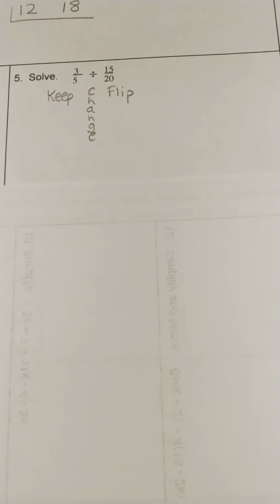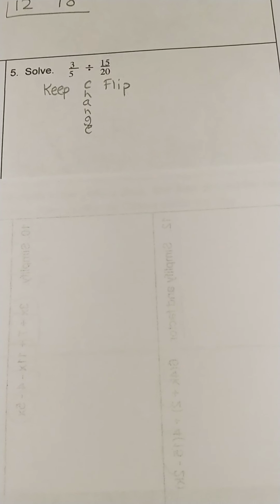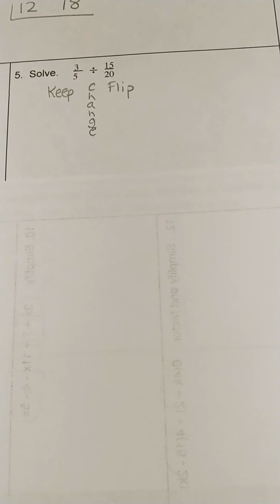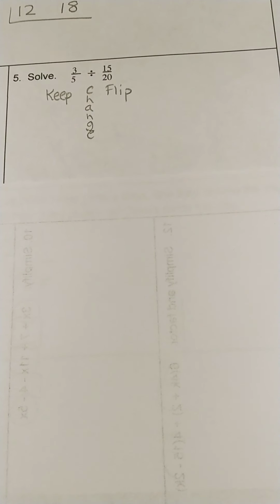For question number 5, it's dividing with fractions, and we learned it as keep, change, flip. So 3 over 5 stays the same, change the division to a multiplication, and flip 15 over 20 becomes 20 over 15. You can also then look to see if you can simplify before you multiply now that you've keep, change, flipped.